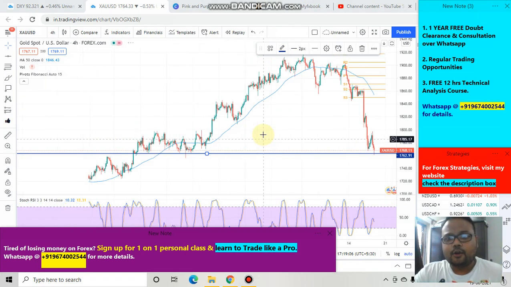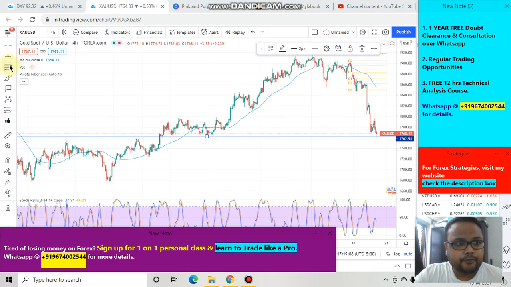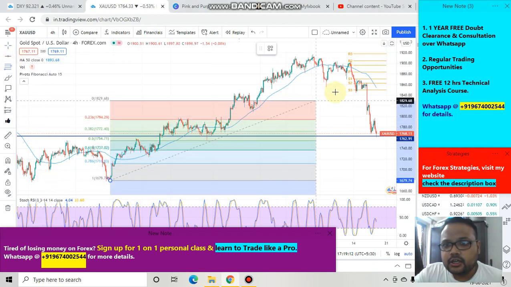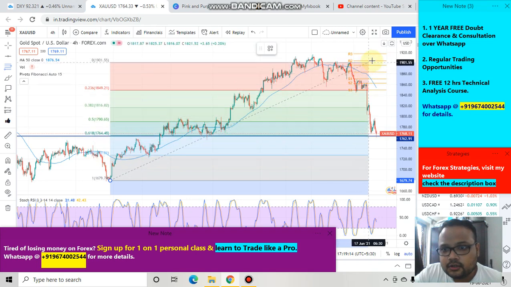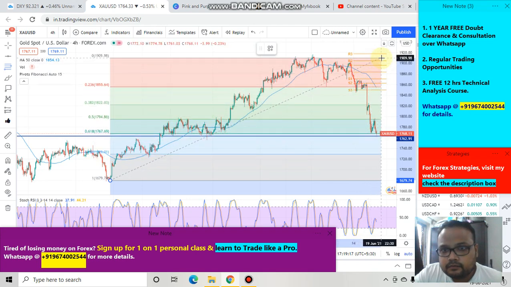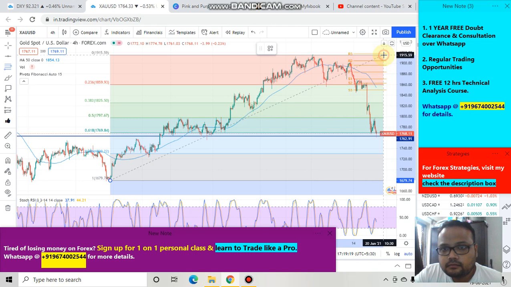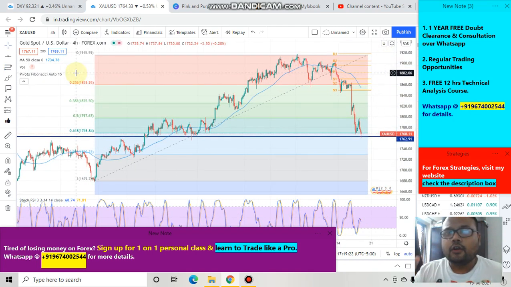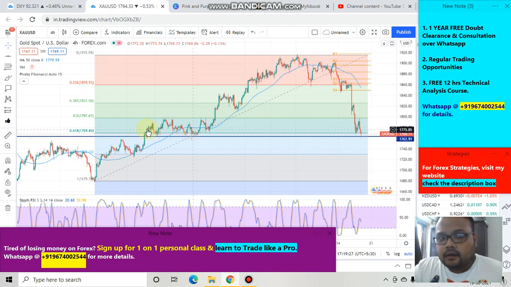And the second trading opportunity in gold USD is, yes, I am not a big fan of Fibonacci. I do not use it much, but gold USD is somewhat following the Fibonacci pattern. We can see a retracement of 61.8% here. Right now the market is standing at 61.8%.